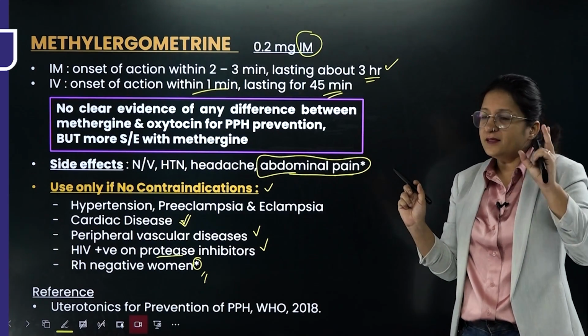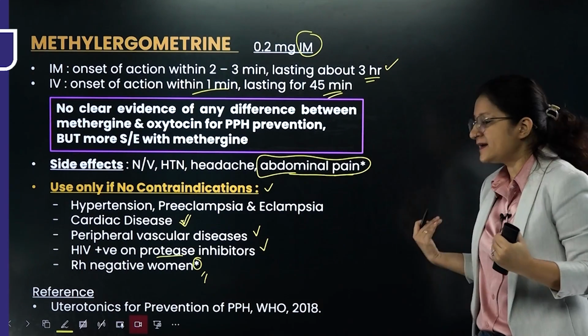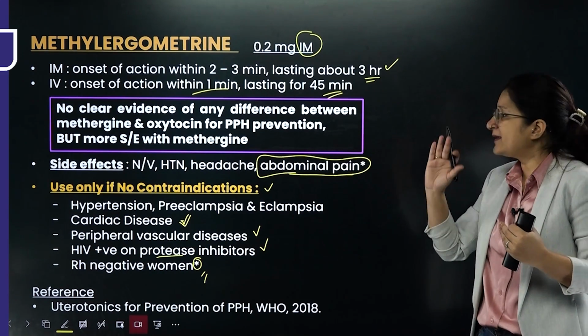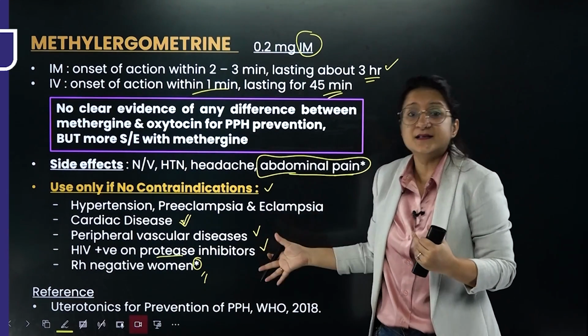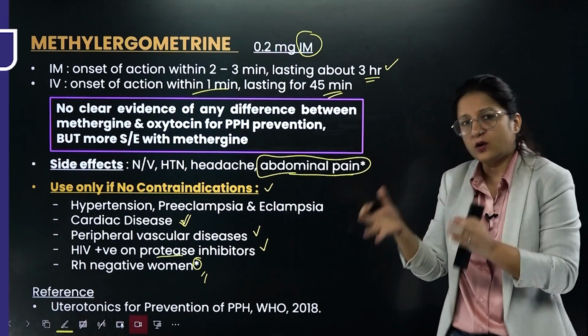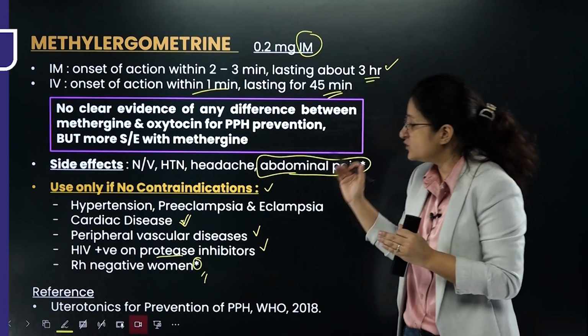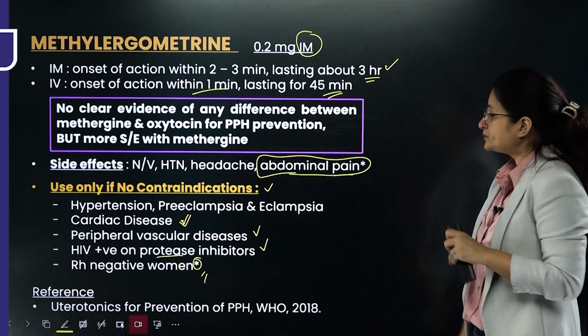But mind you, in the face of PPH, when PPH is happening and the placenta is already out, then one can use methergin even in an Rh negative woman if the need is, because now the concern is, you know, treating the PPH that is already taking place and the placenta is already out. So remember this important bit also.